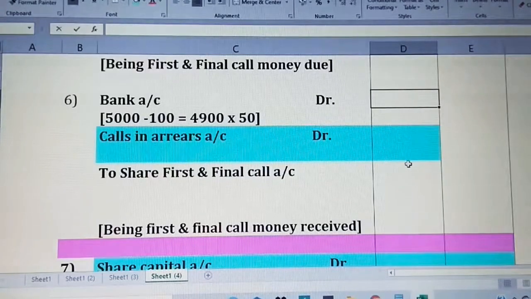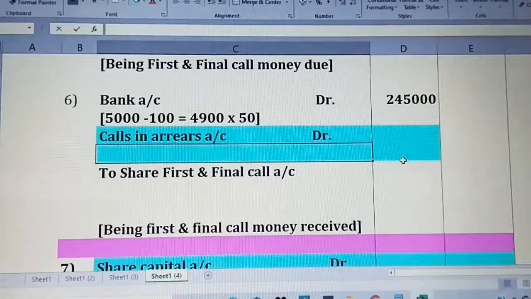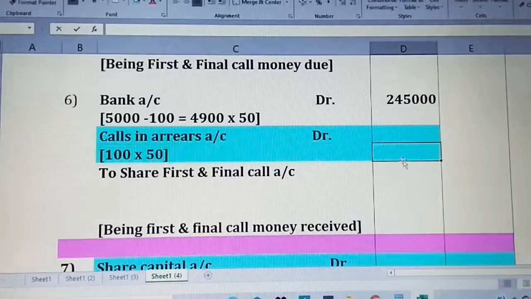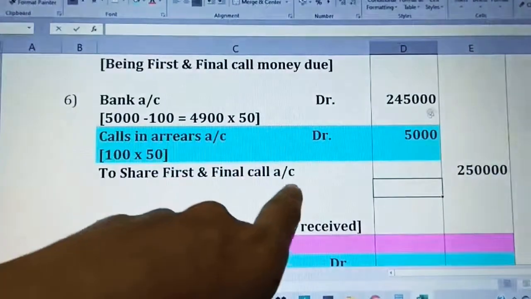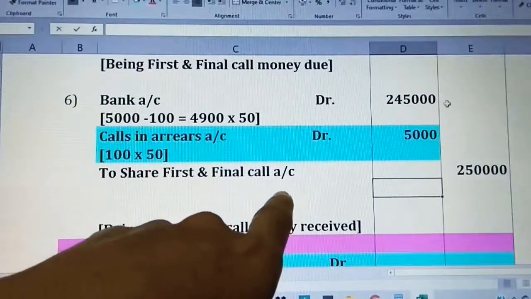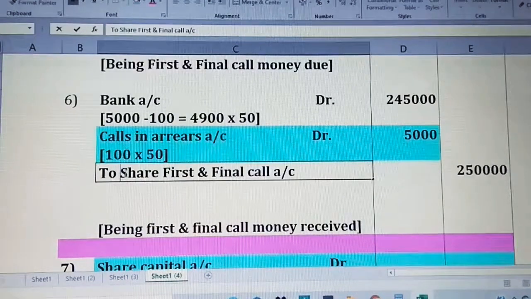For 4,900 only we are receiving the value. 4,900 into 50 rupees gives you 2,45,000. So what are the calls in arrears? Let us just check. 100 is the arrear into the same 50, so you get 5,000. So it's 2,50,000. Just observe, 2,50,000 is the first and final call money due amount. In this, received is 2,45,000 and arrear is 5,000. I guess you all got the complete picture. Yes. So let me mention it.